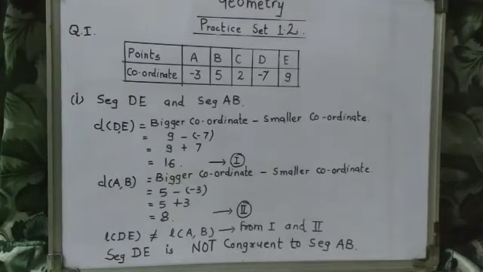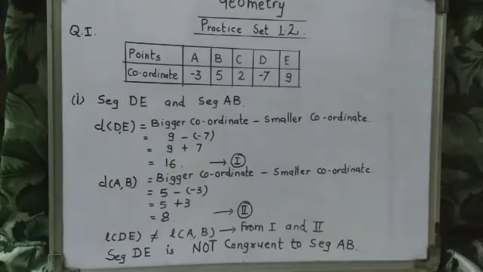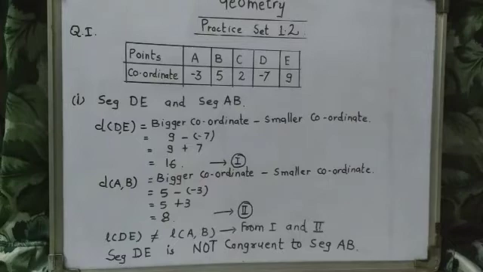Let's consider DE. The coordinate of D is -7, coordinate of E is 9. So just concentrate on 9 and -7. Which is bigger? 9. Which is smaller? -7. So 9 minus -7, so the sign will be changed. -7 will become +7. 9 plus 7, it is 16. Let's give it number 1.